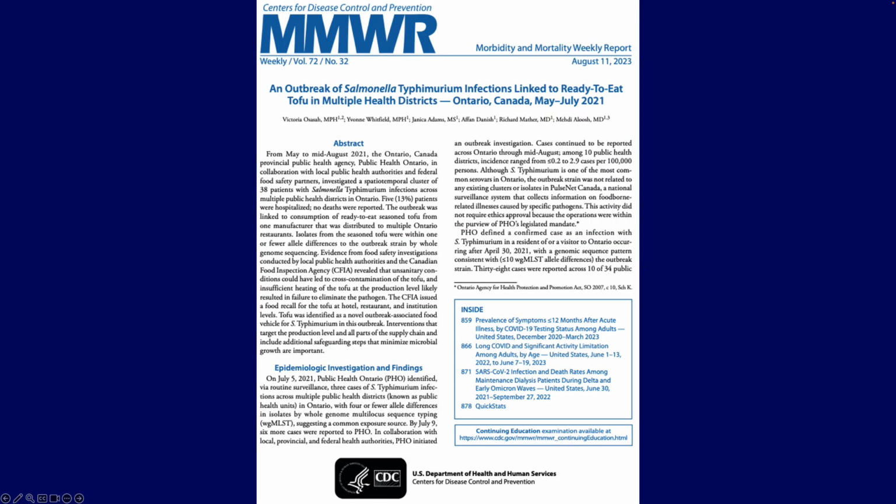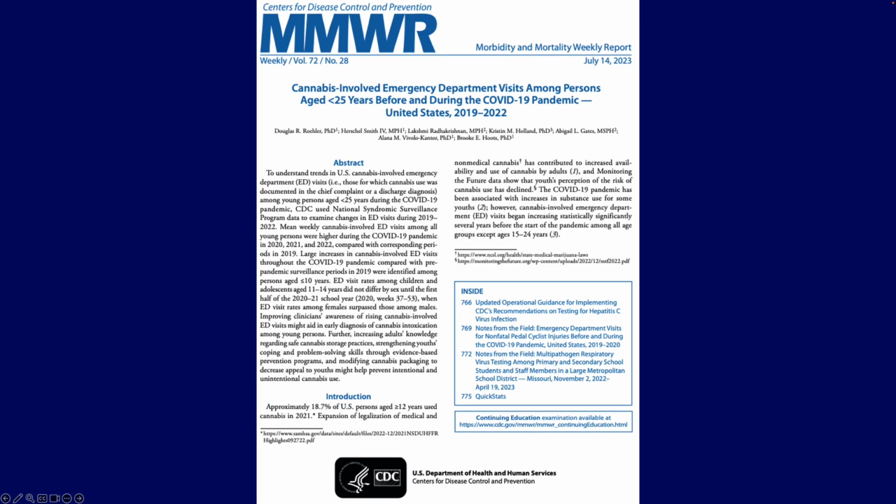So you'll find, in addition to routine morbidity and mortality statistics in each weekly MMWR, lots of interesting reports. Here's an example of a report of an outbreak of salmonella infections linked to ready-to-eat tofu in multiple health districts. And it's not just tracking infectious diseases here, so I include an example of cannabis-involved emergency department visits among persons aged under 25 years before and during the COVID-19 pandemic.